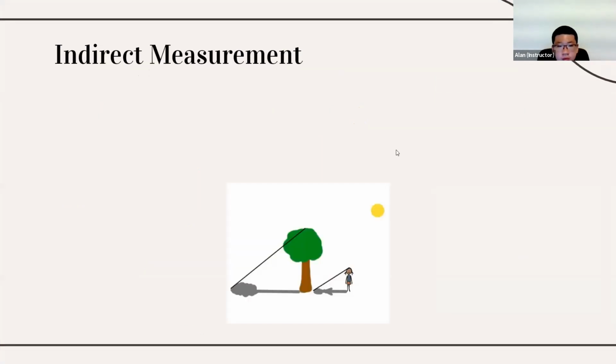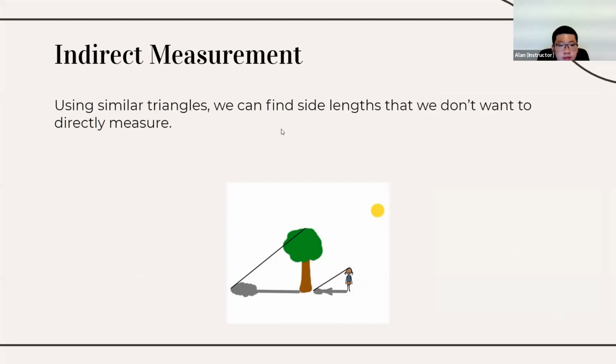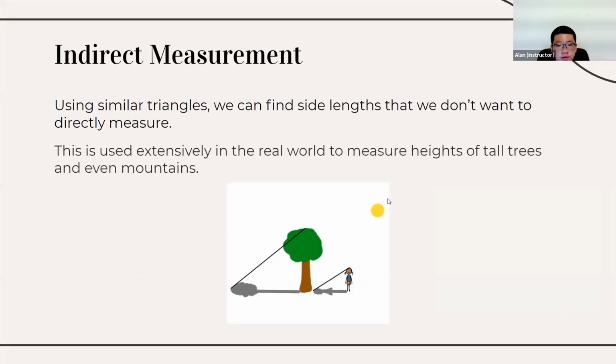So now we're going to move on to something called indirect measurement. So it's a way to use similar triangles to find side lengths that we don't want to directly measure. So for example, in the real world, it's used to measure the heights of tall trees or mountains. And you can probably see why you wouldn't want to directly measure them because, well, first of all, you would have to have a really tall ladder to climb up to a really tall tree, which is pretty obviously unsafe and dangerous.